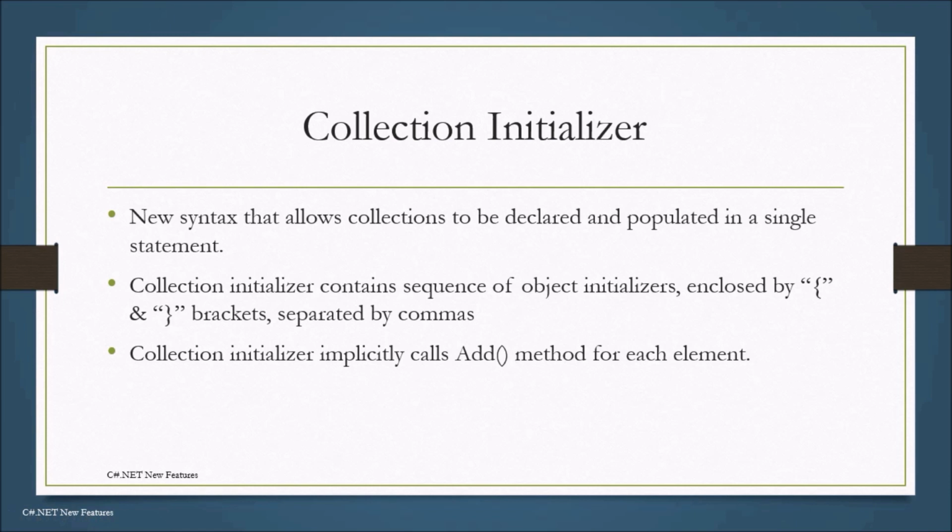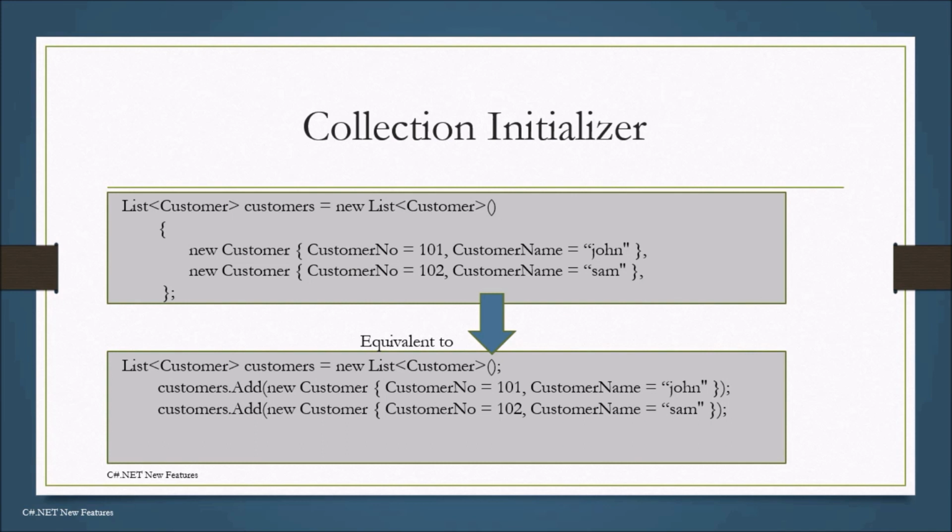Last and important point, Collection Initializer implicitly calls the add method for each object. So here you can see we have Collection Initializer for the customer class objects. So the collection is declared and initialized with objects. It is equivalent to calling the add method explicitly. So I hope this feature is clear.